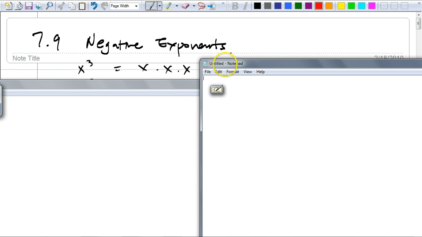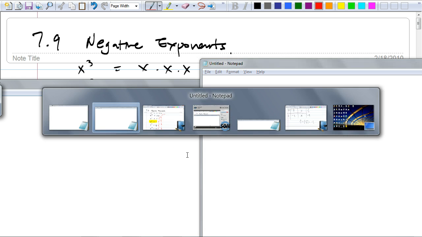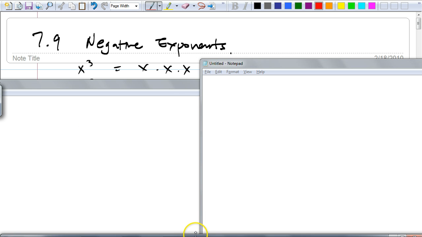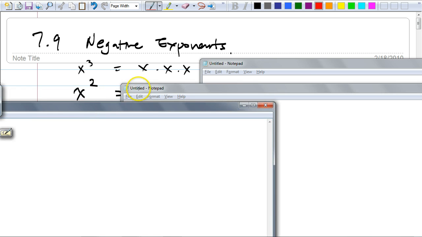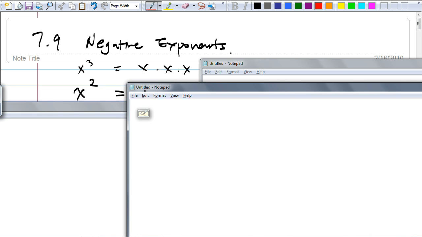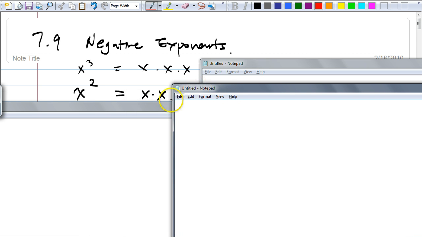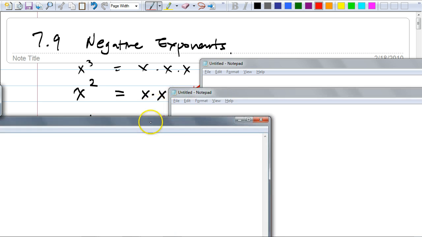Now, let me see if you see the pattern. What if I go from this to x to the second power? What does it mean? Yes, x times x. Now, what if I write x to the first power? It means you just get x.